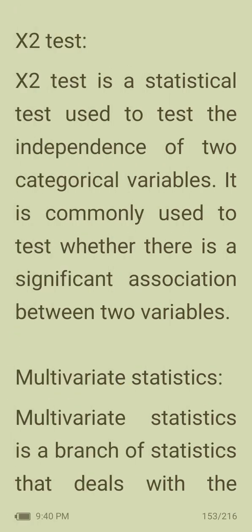Chi-square test. Chi-square test is a statistical test used to test the independence of two categorical variables. It is commonly used to test whether there is a significant association between two variables.